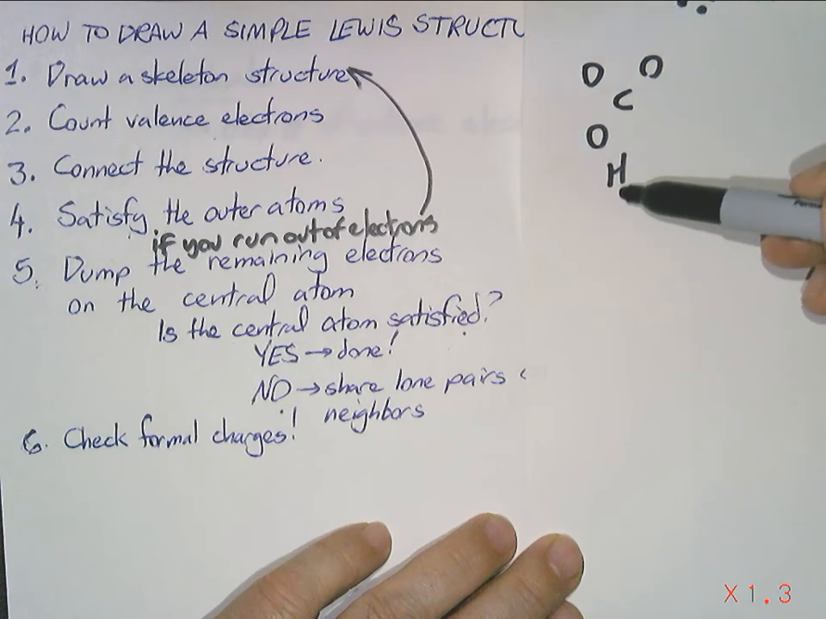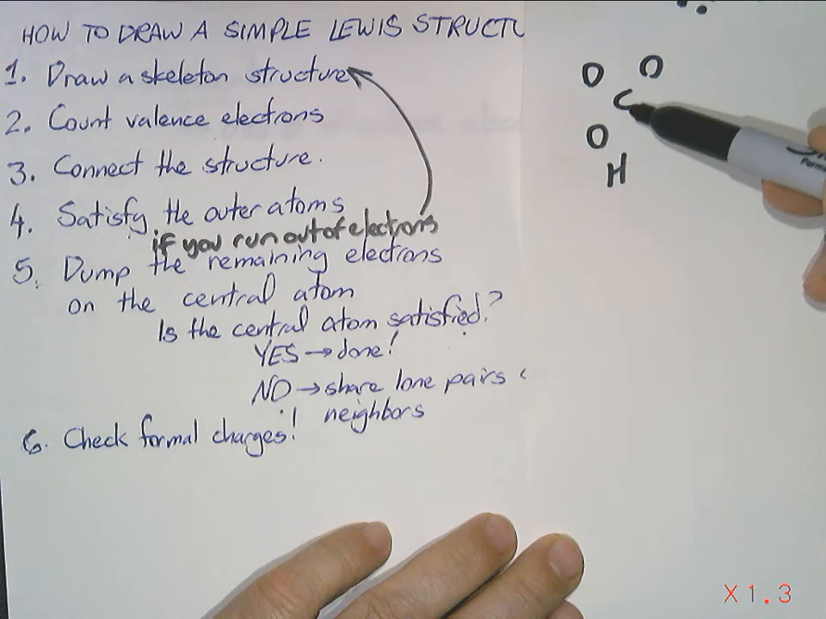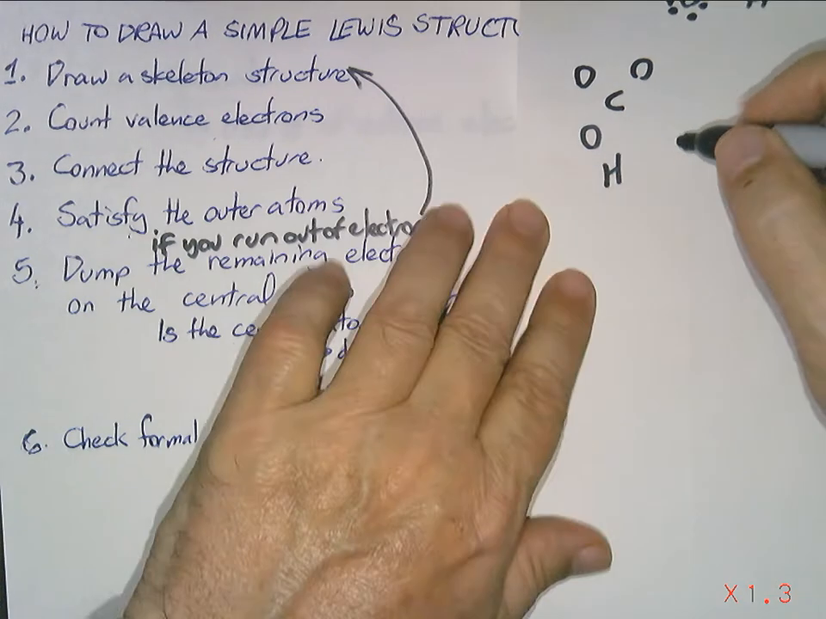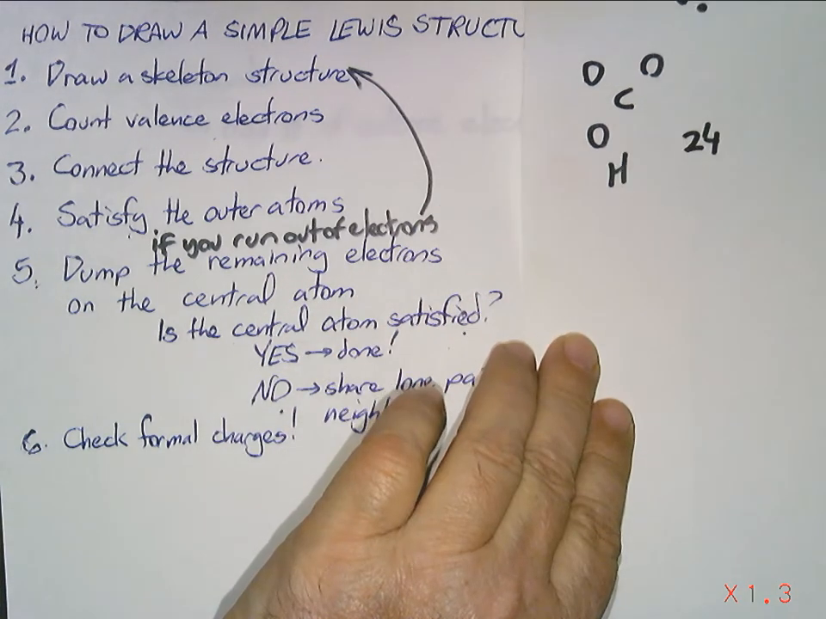1 more is 19. And 4 more for this is going to be 23. And then 1 more for the -1 charge. That'll be 24 valence electrons that I have.